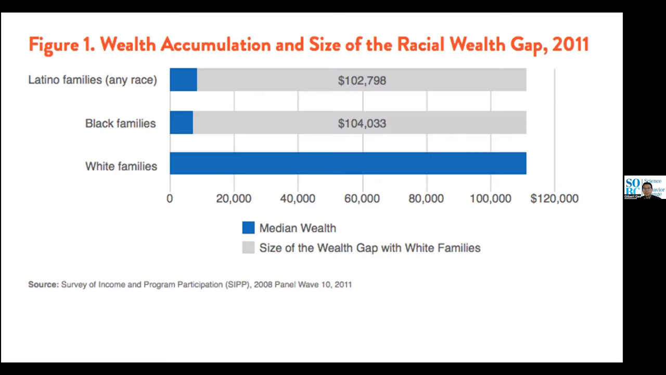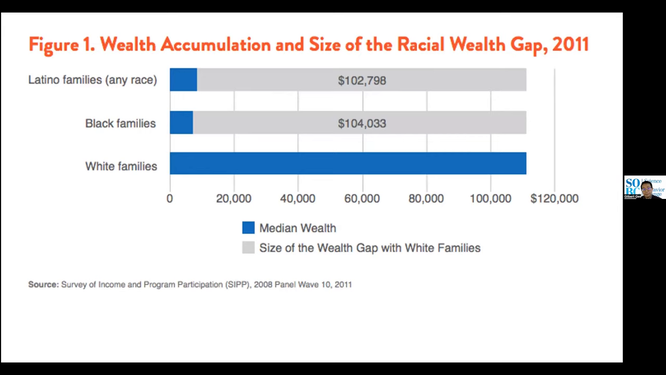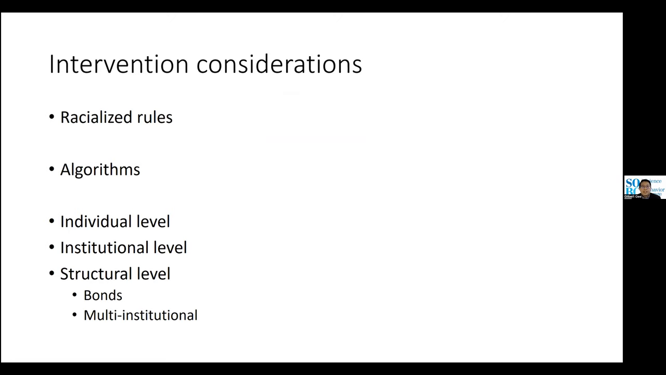So these racial correction factors are used in many industries. They're used in medicine, they're used in life insurance settlements, et cetera. Many of us will create vital statistics, which are then used in these policies, which then contribute to inequalities in wealth and health.